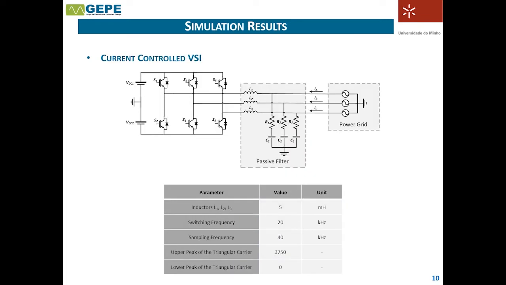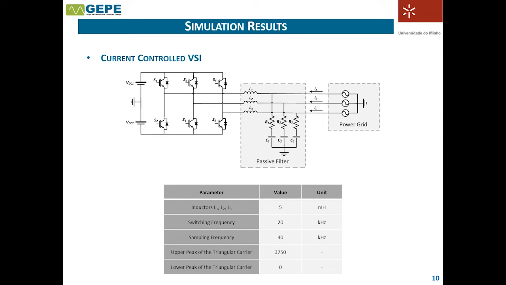Having presented the simulation results obtained for the voltage controlled VSI, the results obtained for the current controlled VSI will now be presented. The figure shows the electrical schematic used in simulation. The simulation parameters are the same as those used in the simulation of the voltage controlled VSI and are presented in the table.